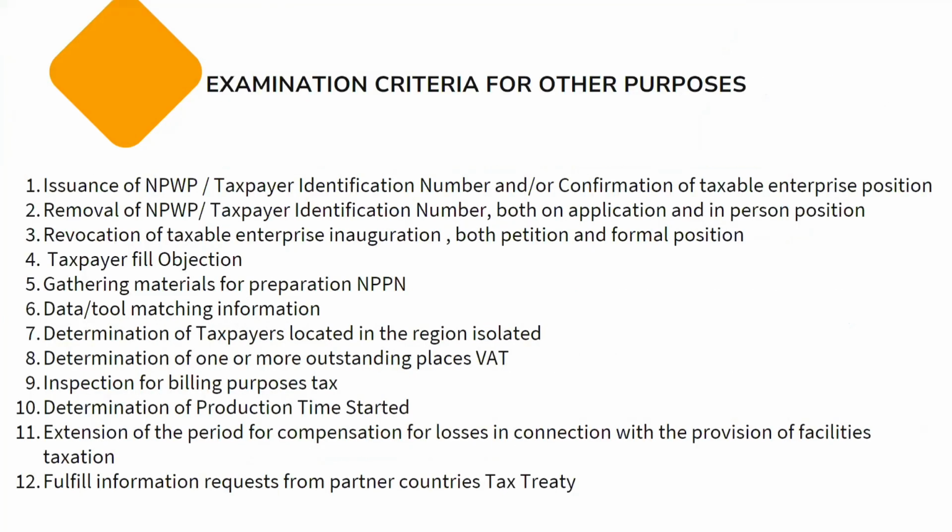Okay, so the next is examination criteria for other purposes. First is issuance of taxpayer identification number and or confirmation of taxable enterprise position. 2. Removal of NPWP or taxpayer identification number, both on application and ex officio. 3rd, revocation of taxable enterprise inauguration, both on petition and ex officio. 4th, taxpayer files an objection. 5. Gathering materials for preparation of PPN.